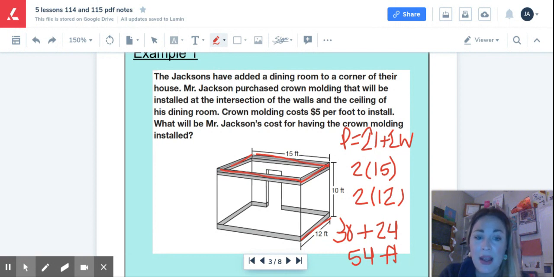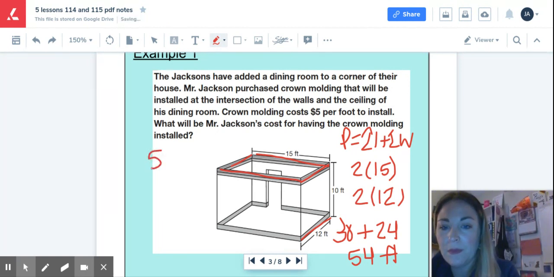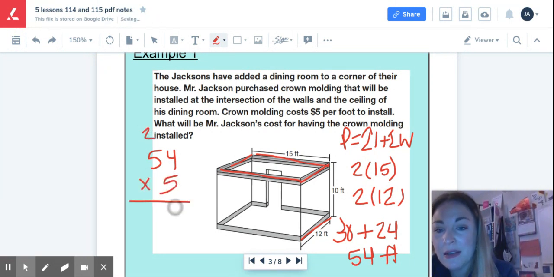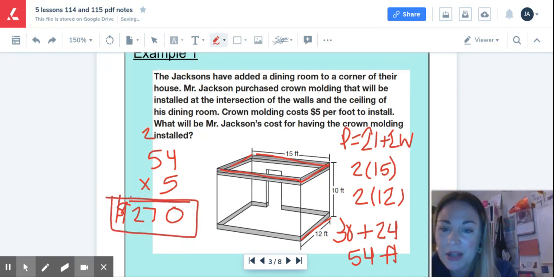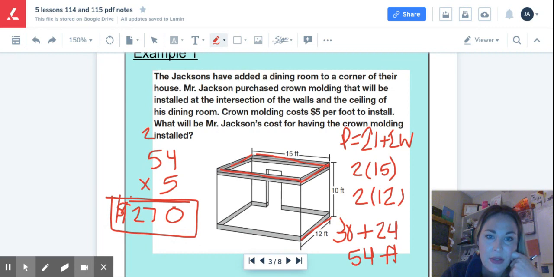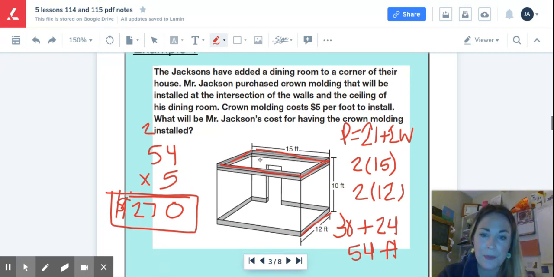So what do we need to do now? We need to multiply 54 feet times $5 per foot. So here we go. 54 times 5. 4 times 5 is 20. 5 times 5 is 25. 26, 27. He's looking at $270. That's supposed to be a dollar sign. In a problem like this, your dollar sign is your label. $270.